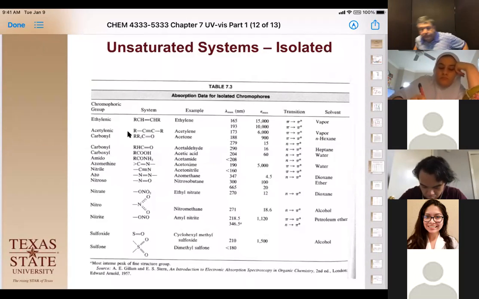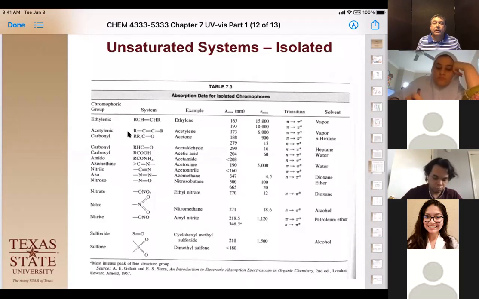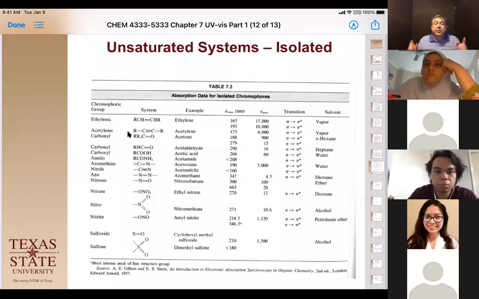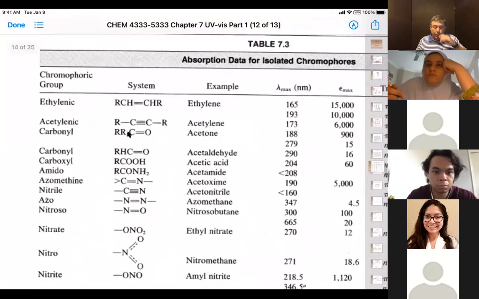Okay, all right. When we talk about our unsaturated systems, the first kind of unsaturated system we have is what we call isolated, meaning that it's just a single chromophore, a single pi bond somewhere in the molecule by itself. Okay, so we think of things like ethylene or acetylene or a ketone or an aldehyde. These are all things where only that double bond is doing the absorption in the UV-Vis.